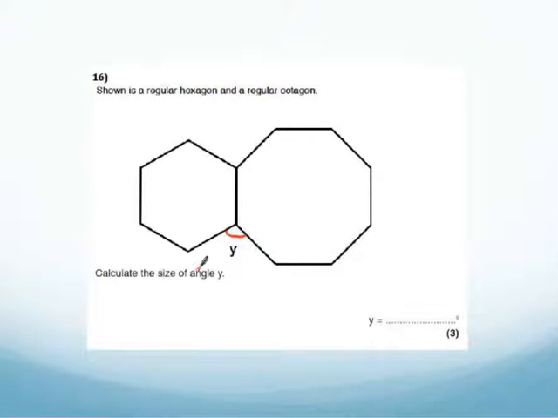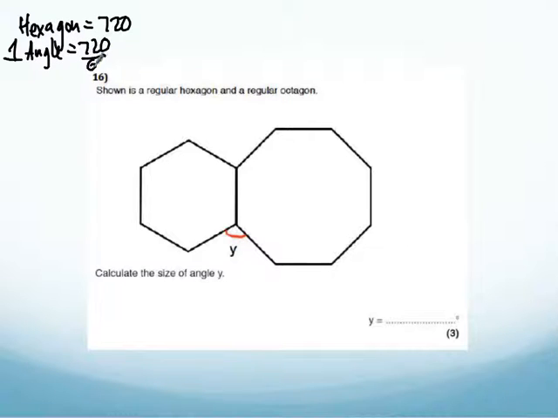Question 16, we've got a regular hexagon and a regular octagon. So we want to calculate the size of angle Y. Okay, so what I know at the moment is regular hexagon. We know already, I'll just reuse what I had from before. So a hexagon, we know the interior angles equals 720, and one angle equals 720 over 6, which is 120.